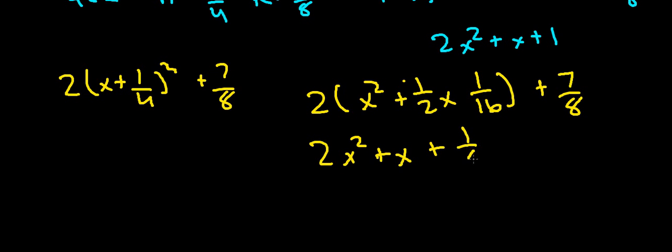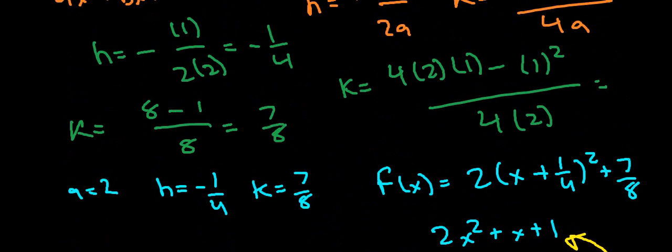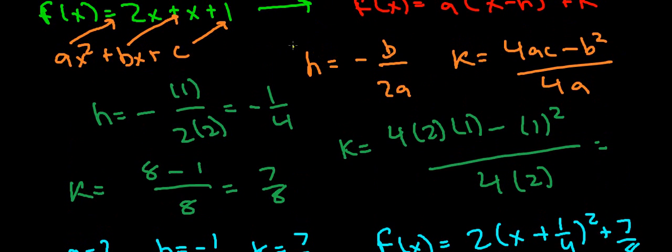is 1/8, plus 7 over 8, and this is 2x squared plus x plus 1/8 plus 7/8, so that's just 1. And that's our original equation right there. So we can see that these formulas work.